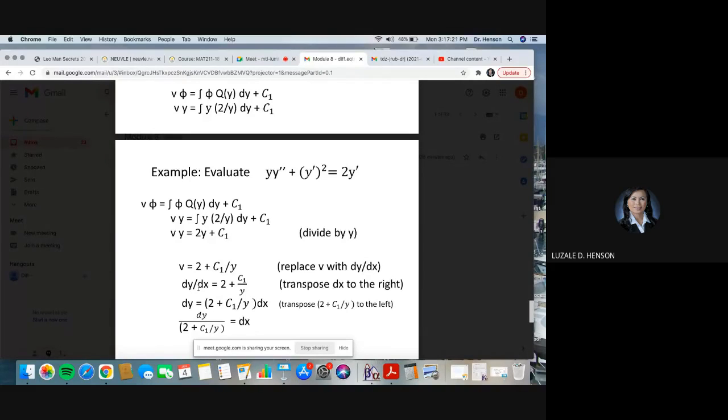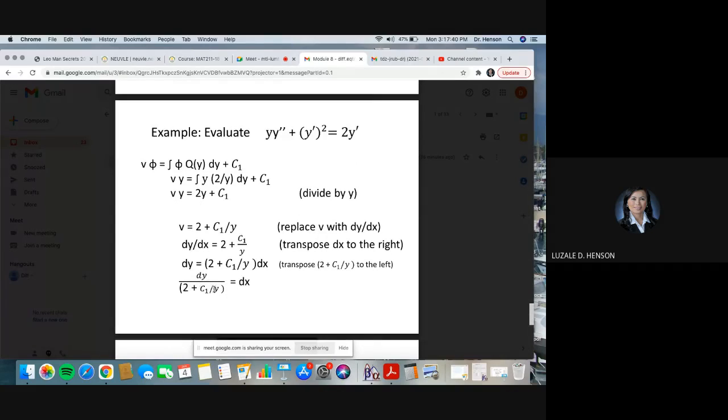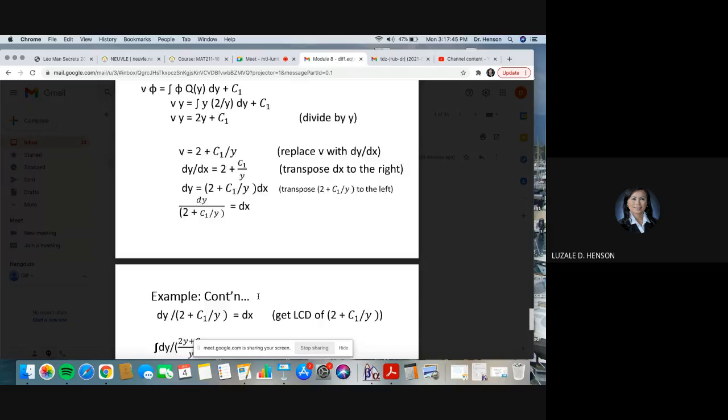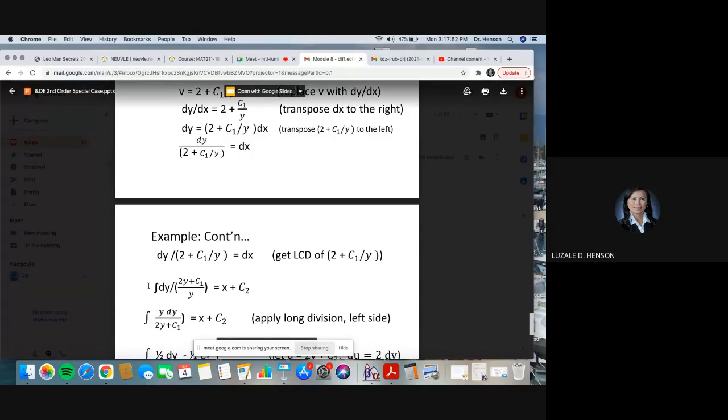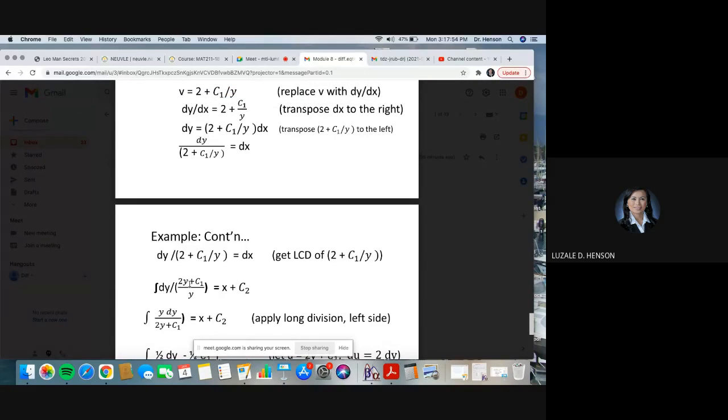And so transposing dx to the other side. But then you notice this is dx, but this contains a variable y. Kaya this shouldn't be here. It should be transposed to the left side. So transpose this expression to the left side, it becomes a denominator of y equated to dx. And then you find the LCD. Get the LCD of 2 plus c 1 over y. And so our next line would be dy divided by 2y plus c sub 1.